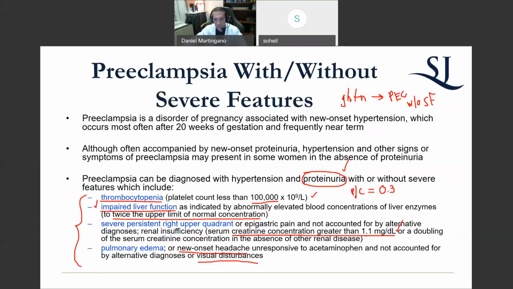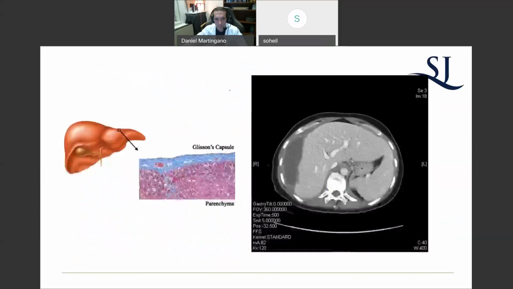Then you have other clinical things. For example, severe persistent right upper quadrant pain. This is something that's actually fairly significant because it's reflective of edema and stretching of the outer capsule of the liver, which is called Glisson's capsule. This symptom develops, the right upper quadrant and epigastric pain, because this is becoming edematous because of preeclampsia with severe features, okay? And this is not a theoretical thing.